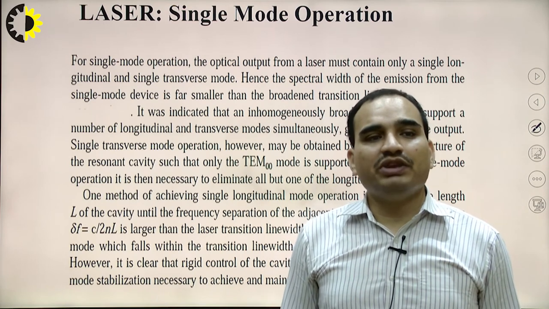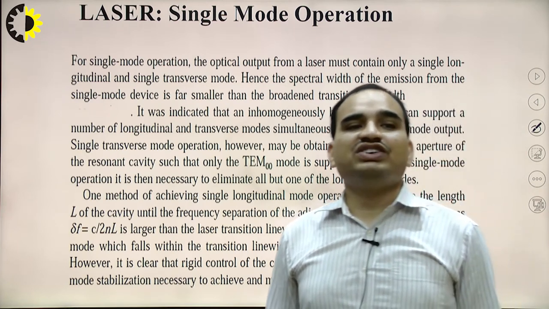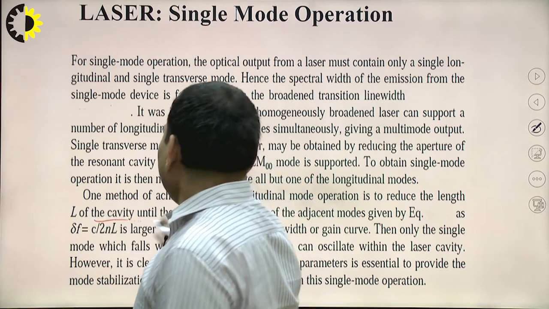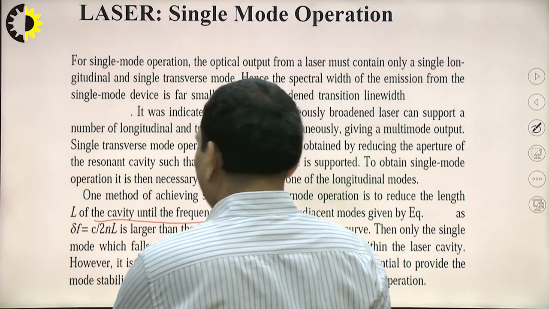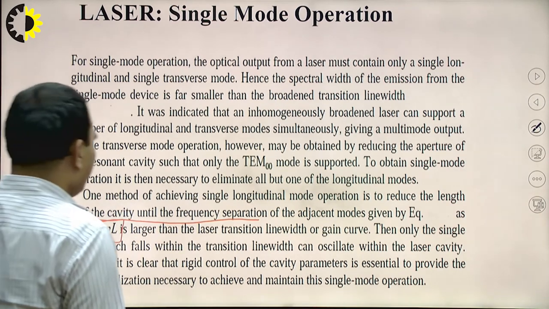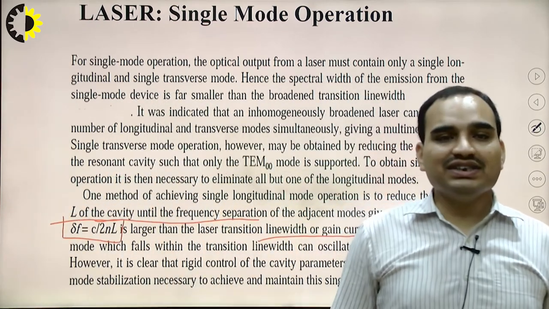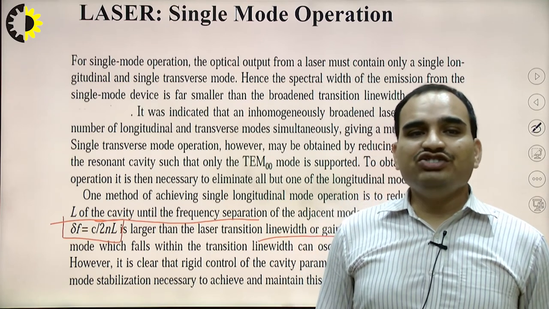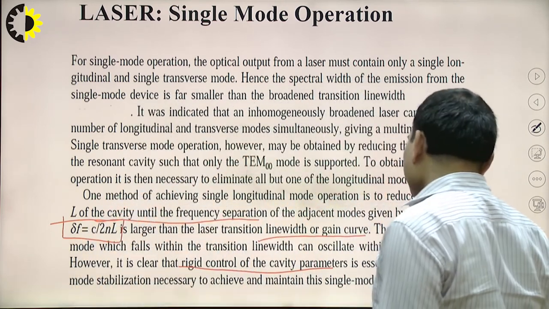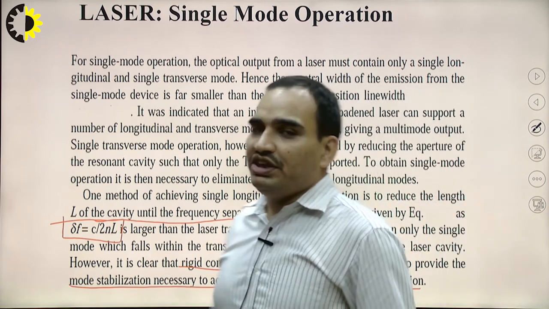To obtain single mode operation, it is then necessary to eliminate all but one of the longitudinal modes. One method of achieving single longitudinal mode operation is to reduce the length, that is capital L, of the cavity until the frequency separation of the adjacent modes, given in the equation as we know, ΔF = c / 2nL, is larger than the laser transition line width, that is the gain curve which we have seen in the previous slides. Then only the single mode which falls within the transition line width oscillates within the laser cavity. So it is clear that rigid control of the cavity parameters is essential to provide the mode stabilization necessary to achieve and maintain this single mode operation.